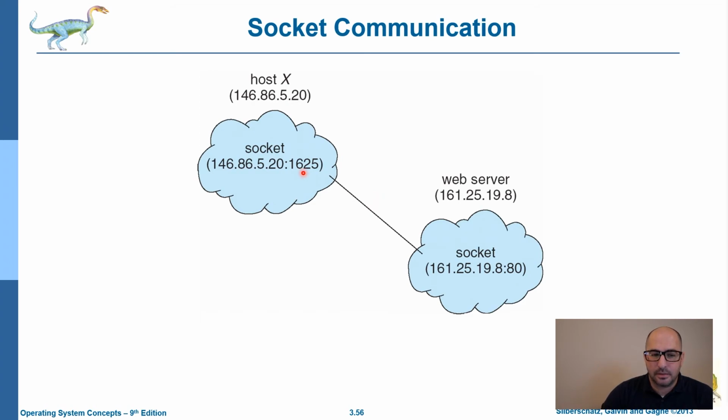So a socket identifies the two endpoints of a link by its address and port. Here you have your host, which might be connecting to a web server on port 80. So we have the address of the server and its port. Those two portions make up the endpoint of the server. The endpoint of your client to send information back to is 146.86.5.20, port 1625.